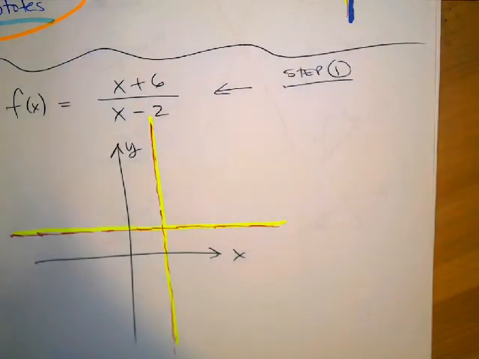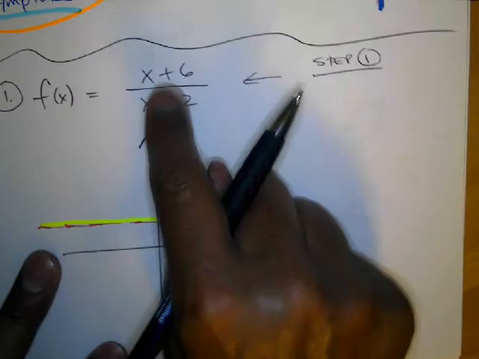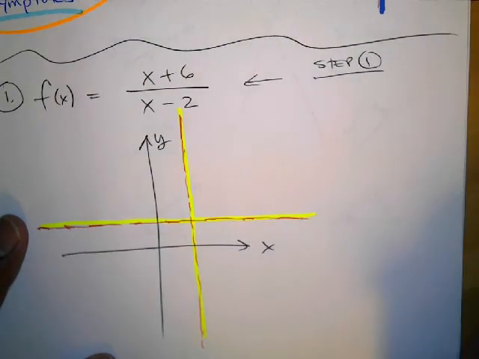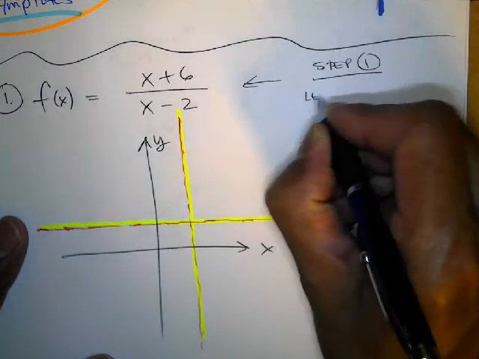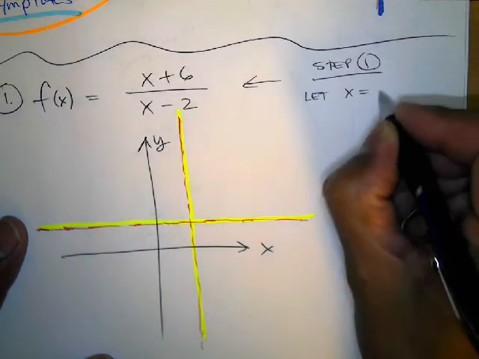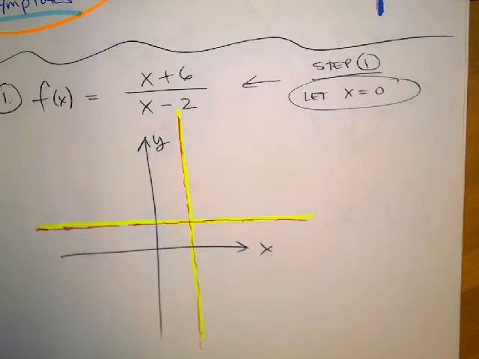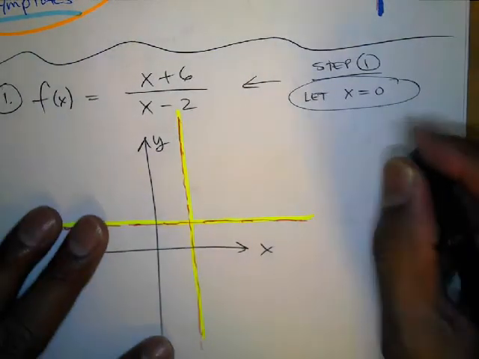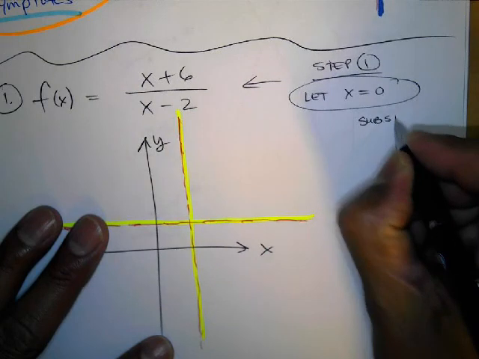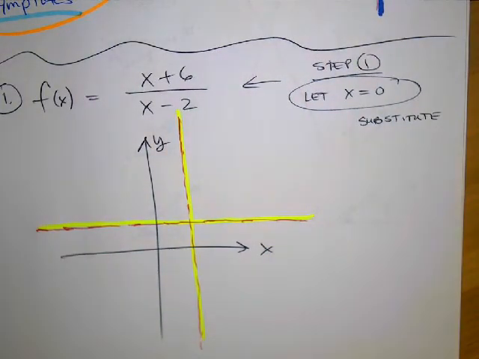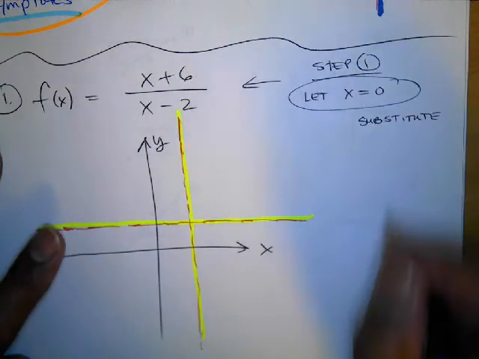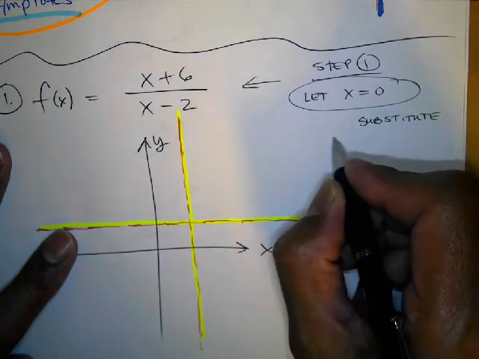So here are the steps. Step one, we're going to choose a value for x. What's the easiest value for x on this function? Step one, let x equal 0. That's the easiest one. We're going to substitute. You could pick any value of x, but the easiest one to work with is 0.